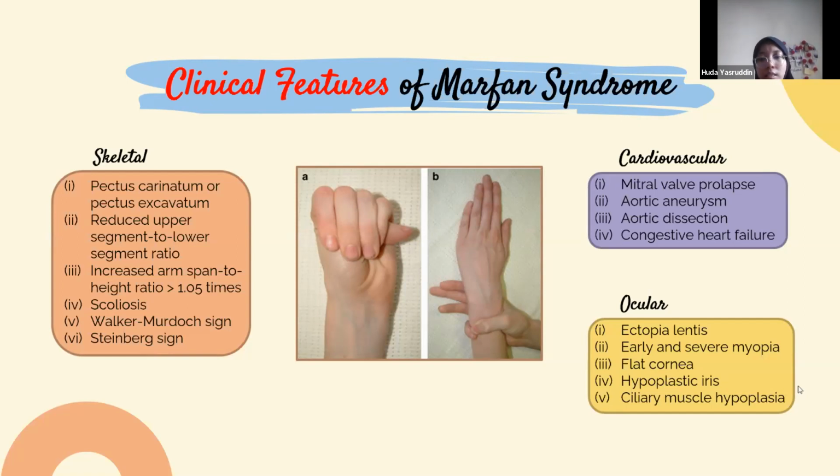And then for the ocular system, the patient may present with ectopia lentis. Ectopia lentis is the dislocation of the ocular lens, and also early and severe myopia, which means that the patient has nearsightedness. They cannot see far, but can see at near surroundings. And then the patient may have flat cornea, hypoplastic iris, and ciliary muscle hypoplasia. And eventually, when it is severe enough, the patient may have glaucoma or cataracts.